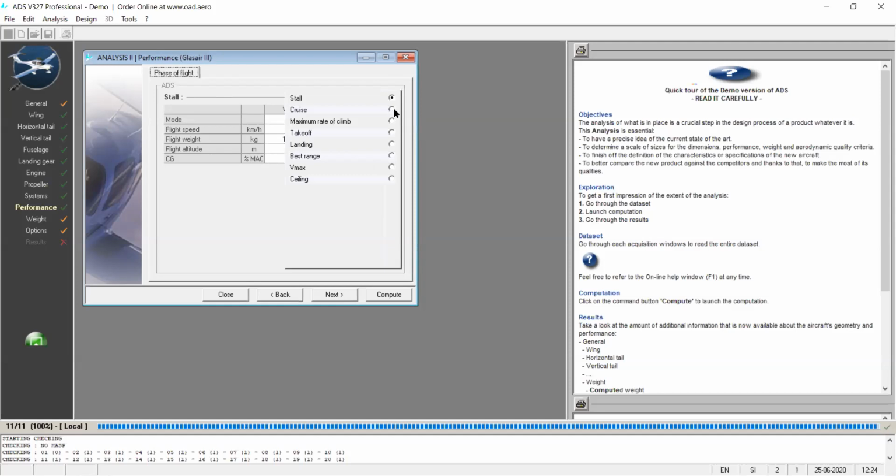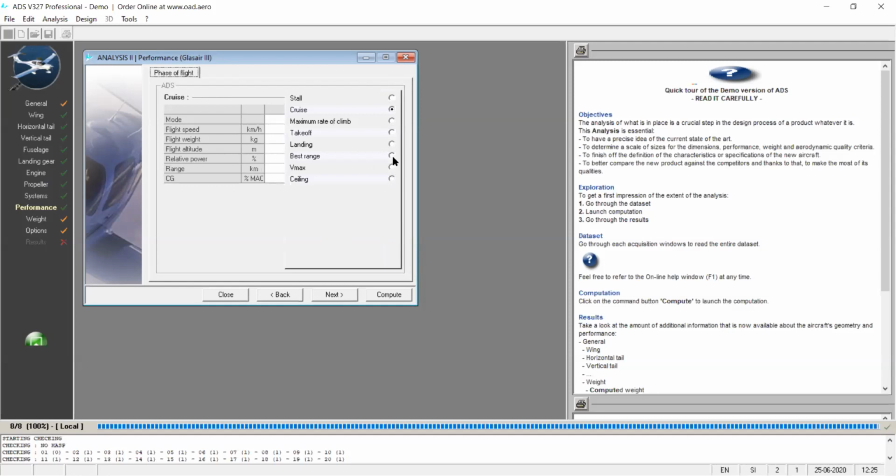So these are all the things. And cruise, maximum rate of climb. You can see this is the thing. So we can see takeoff, landing, best range, Vmax, and a ceiling. So this is what ceiling is, a maximum height where my aircraft can fly. That is called ceiling altitude. We call it absolute altitude or a ceiling altitude.